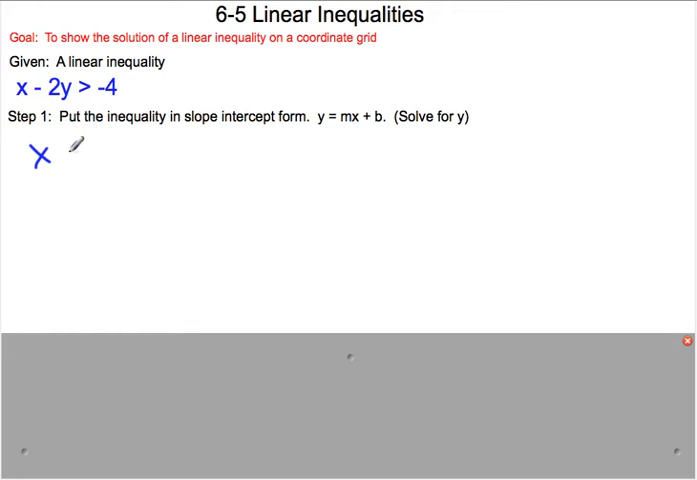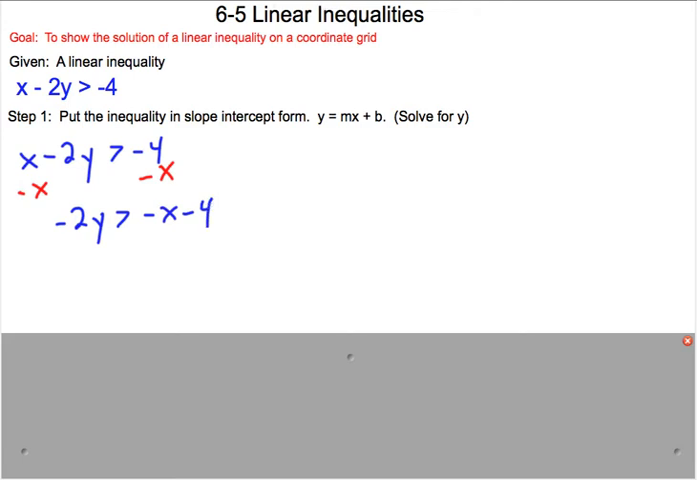So I'll need to get this y by itself. First thing I need to do is subtract x, so I can move that. Sorry, let me rewrite that. So it's x minus 2y is greater than negative 4. Okay. So the first thing is we're going to subtract x. And then we have negative 2y is greater than negative x minus 4.